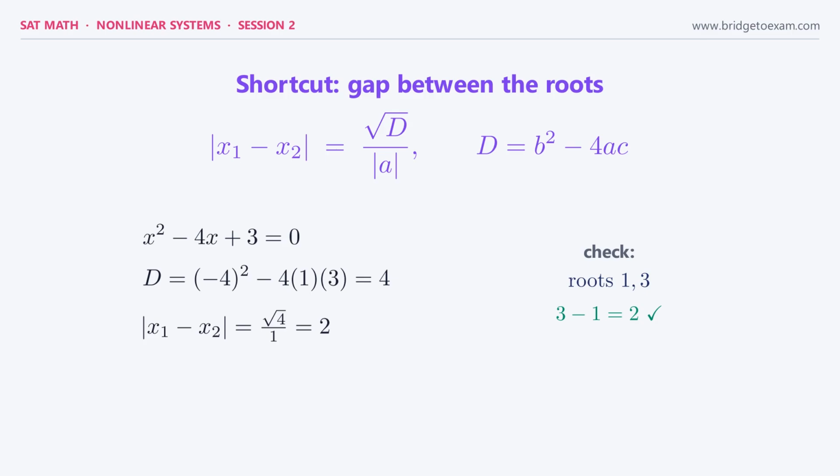Let's sanity check that. The roots are 1 and 3, and 3 minus 1 is 2. It works. Notice the word positive in the question. Difference is asked as a distance, so it's never negative. Take the bigger minus the smaller, or just take the absolute value.